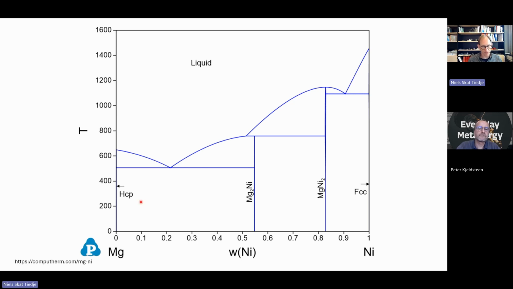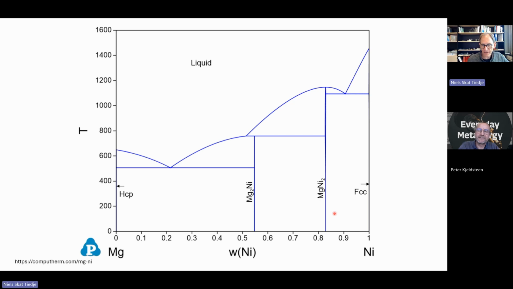And if we look at magnesium, which is a hexagonal element, so pure magnesium would like to be hexagonal, and we try to mix it with nickel, which is face-centered cubic, we can immediately see from the phase diagram that those two alloy elements do not mix very well. They really don't like each other, so to speak.